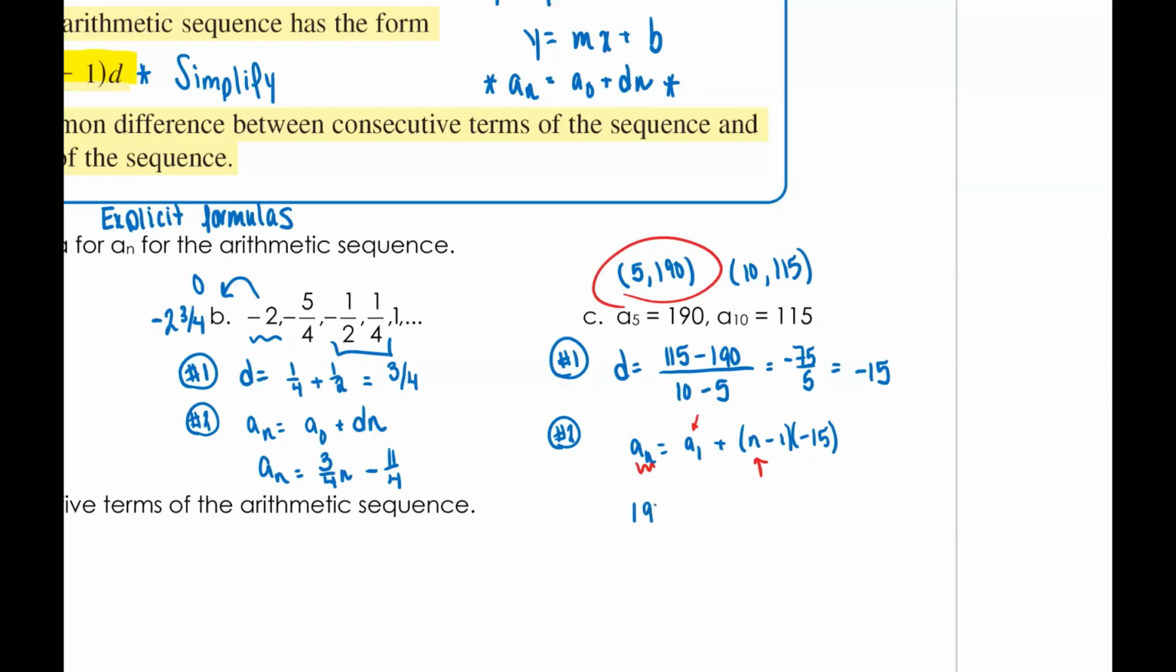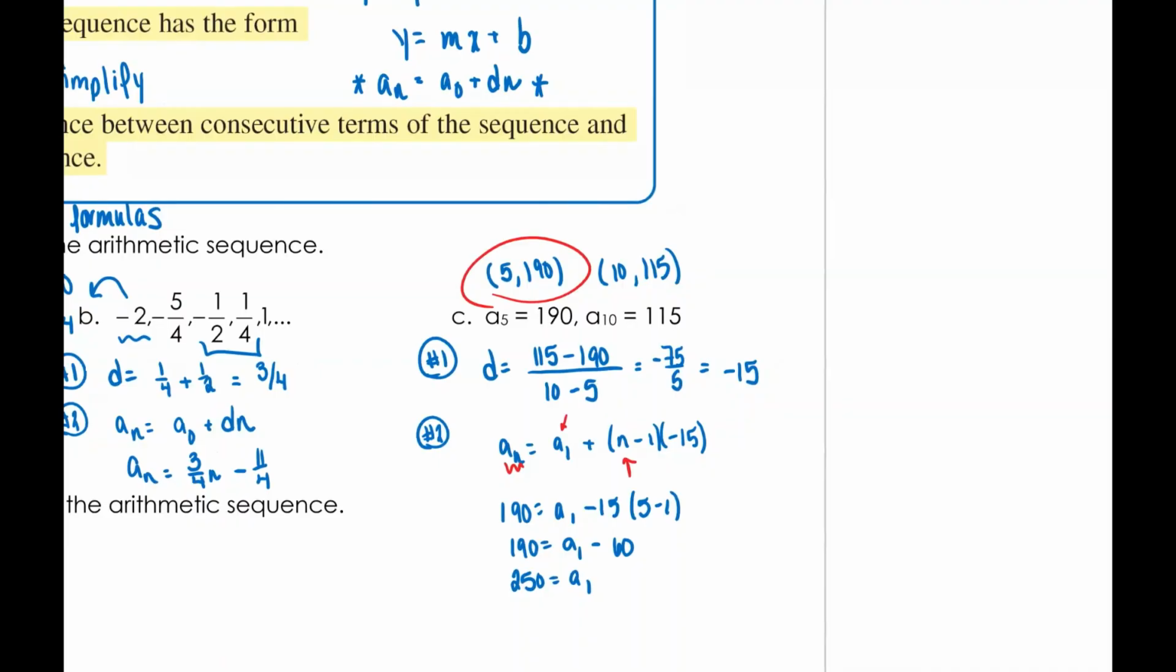So we have 190 is equal to a sub 1 minus 15 times 5 minus 1. And then solve for a sub 1. So 15 times 4 is going to be 60. And again, don't lose your negative. So then notice that we get a sub 1 to be 250. And then I can just go ahead and put all of my pieces together for my formula. So a sub n is equal to 250 minus 15n.